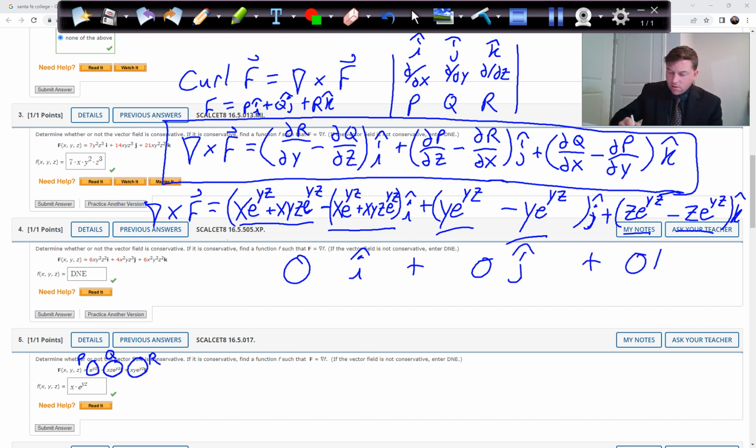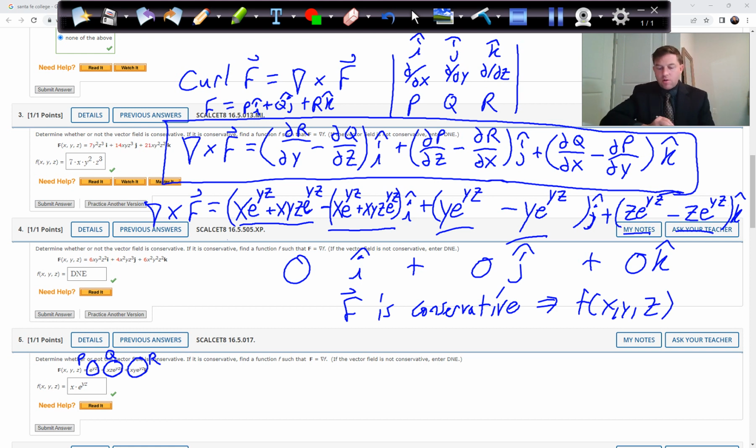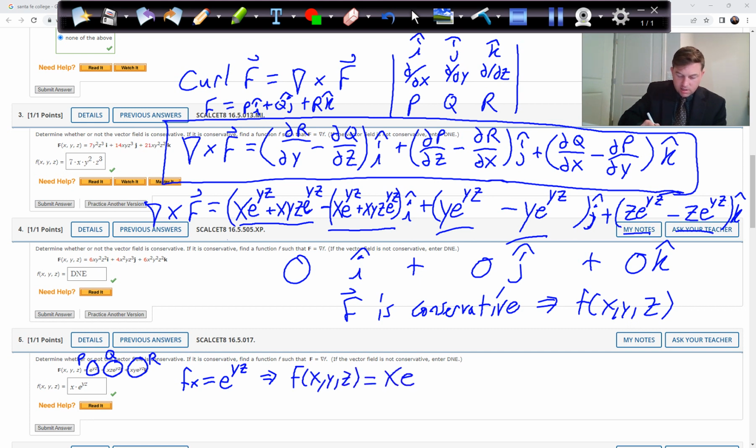So we get the curl to be all zeros, so we would say f is conservative, and therefore we can find a function f(x, y, z) that should represent this function if we start taking partial derivatives of it. So we would say the partial with respect to x should be equal to the first term, e to the yz, which implies that the function would just be x e to the yz.